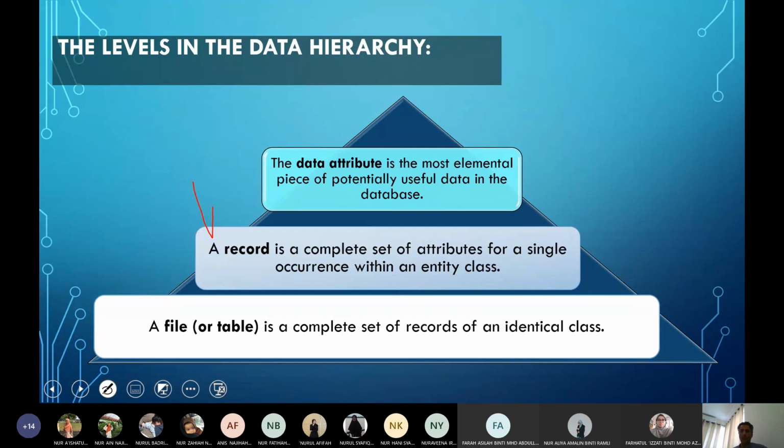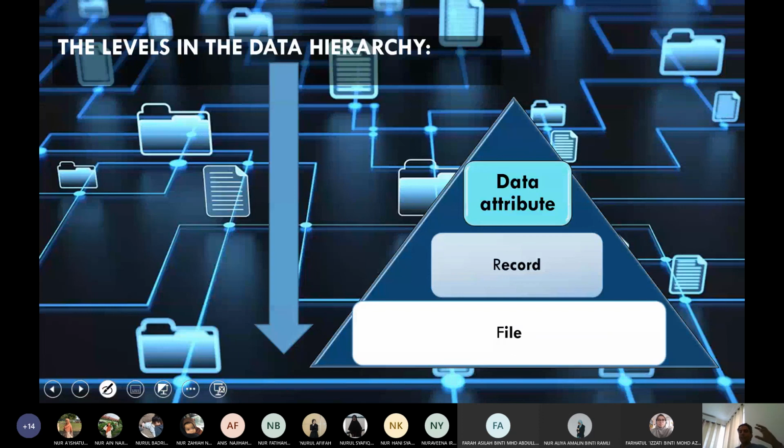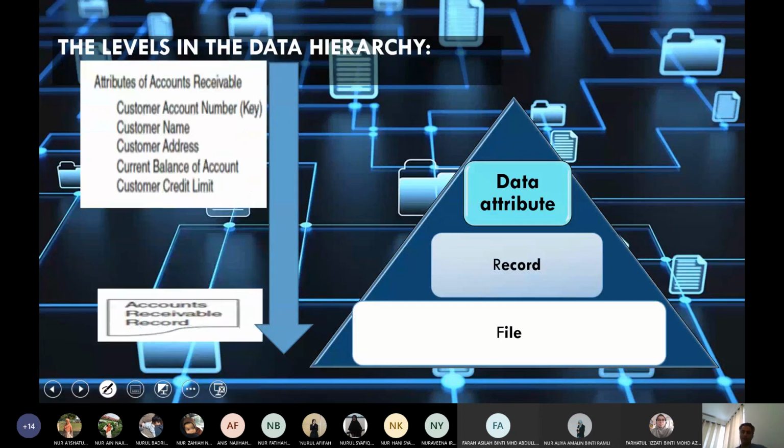Okay, so a record is a complete set of attributes for a single occurrence within the entity class. And if we have many records, they will form a file. A file or table is a complete set of records of identical classes. So data attributes will shape the record, and records will shape the file.